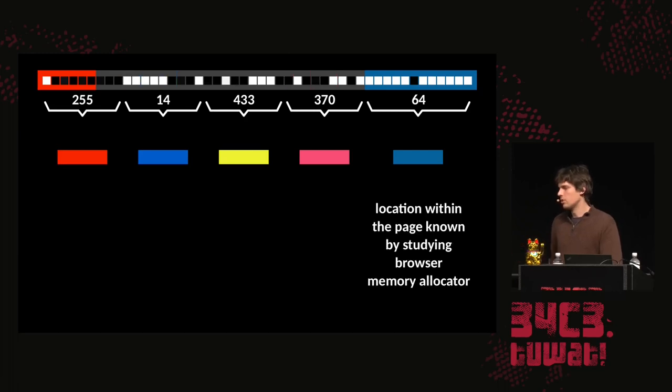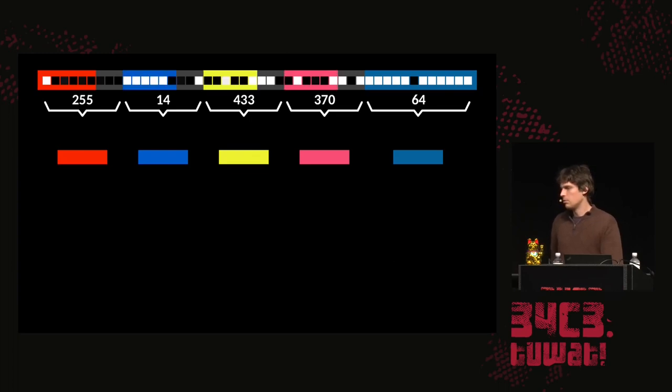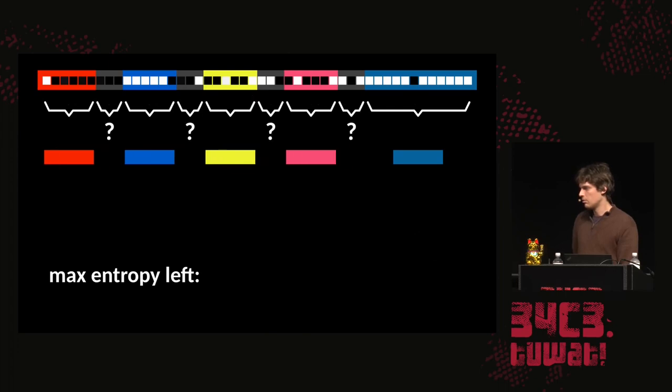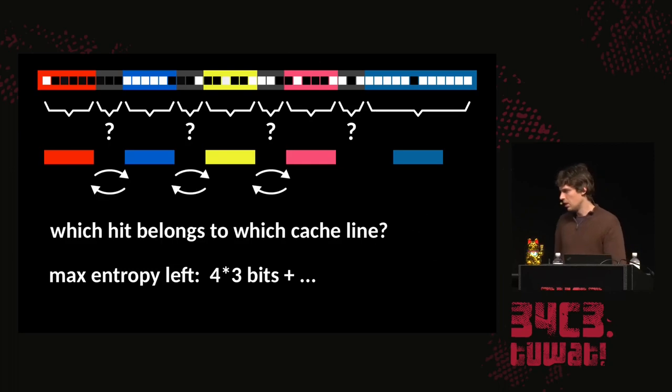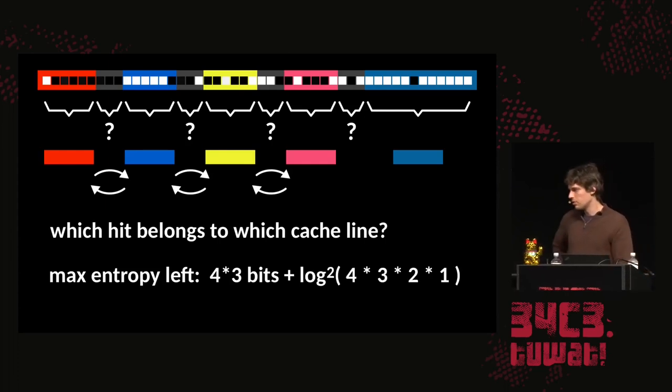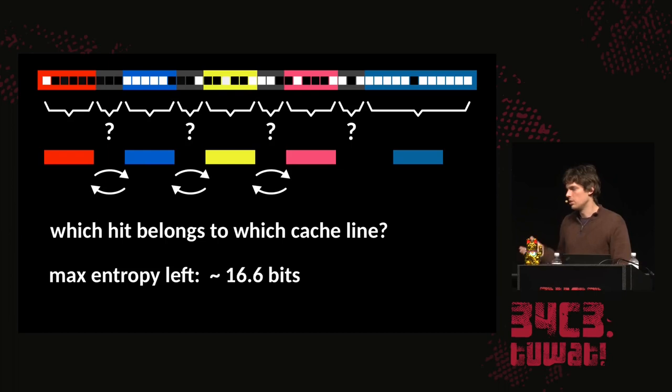Or actually, we try to not get in the way. So now we have found four cache lines, which may be used for the page table walk. So we can see that there are four chunks of 3 bits that we know nothing about. And what we also don't know is which cache line is used for which level of page table. So that would give us about 16.6 bits of entropy left. So that's not a lot that we have gained. We still need to find 16 bits.